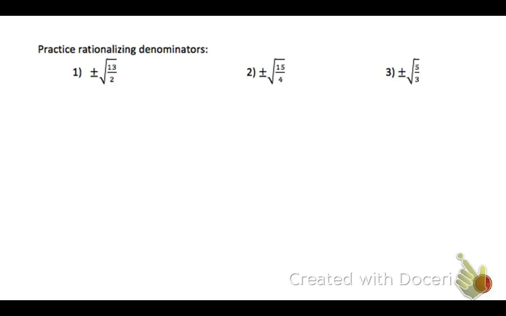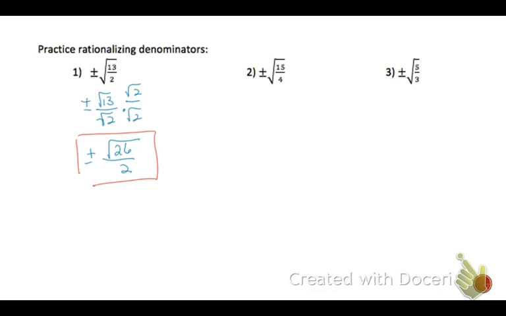All right, let's do a little more practicing with rationalizing denominators. So if we had plus or minus the square root of 13 over 2, we would break that up into the square root of 13 over the square root of 2. Then you'll multiply top and bottom by the square root of 2. So that becomes plus or minus the square root of 26 over 2. If you put that initial expression, square root of 13 halves, on your calculator, and then also the square root of 26 all over 2, they will equal the same thing. You can see that they are equivalent.